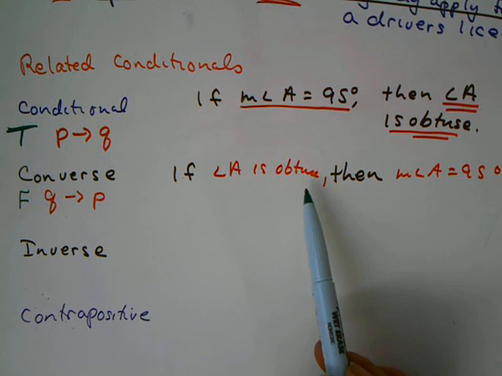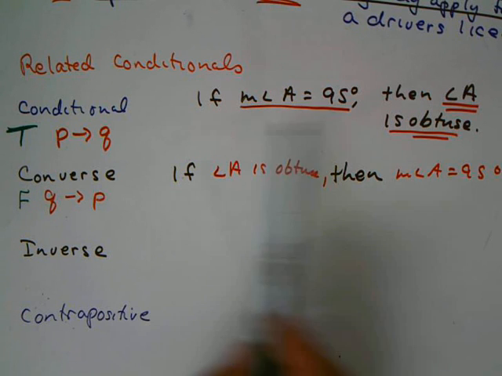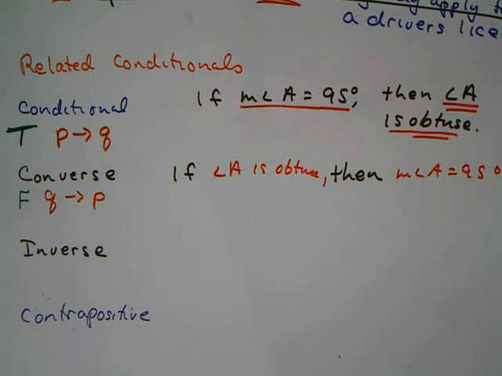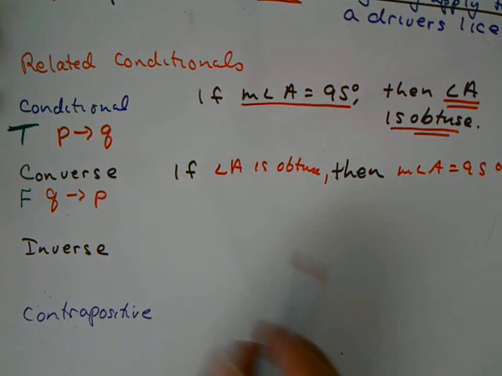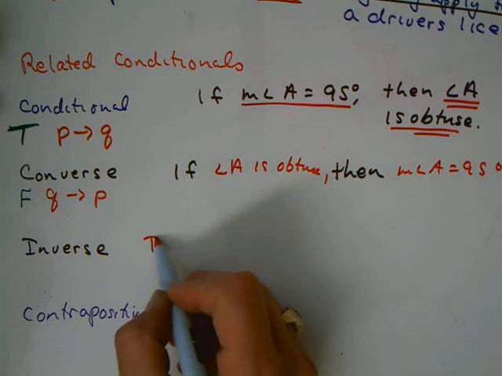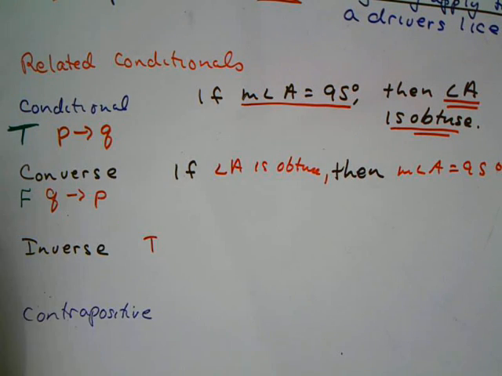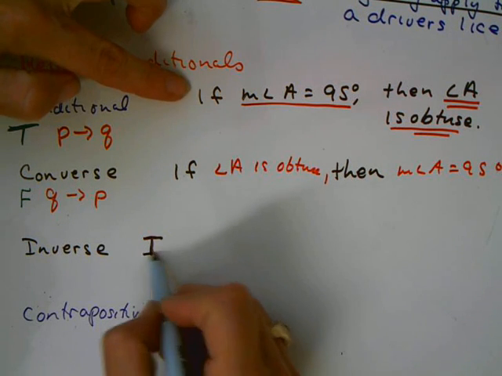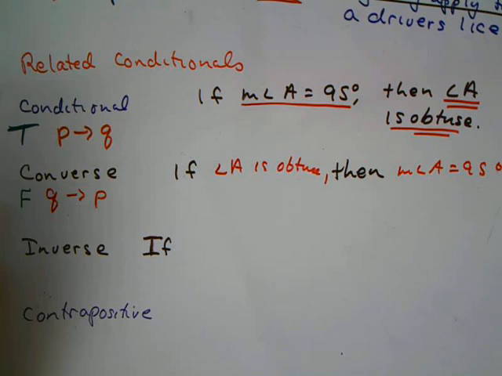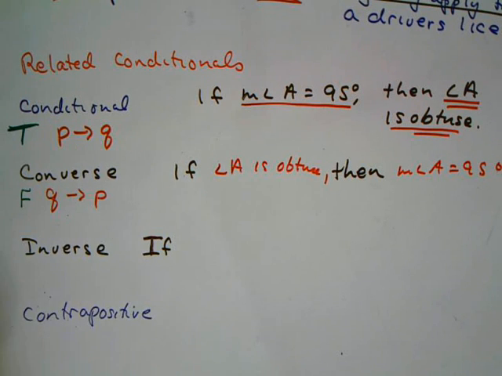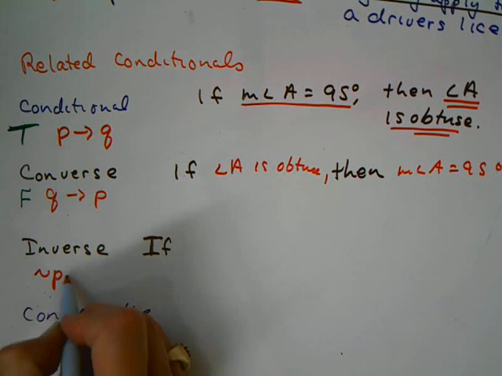Yes, I can. It's true. Okay? Now, what if I told you angle A is obtuse? Can we conclude it has to be 95 degrees? Absolutely not. It could be 90 degrees, 105 degrees, 125 degrees. It could be any measure between 90 and 180 and be obtuse. So when people turn things around on you like this, they've changed the truth value of it.